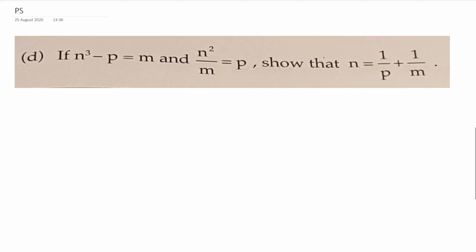Anyway, so what we have is this particular question, which is a proof question. We've been given two constraints: n cubed minus p is equal to m, and n squared over m is equal to p. We're going to show that n equals that.